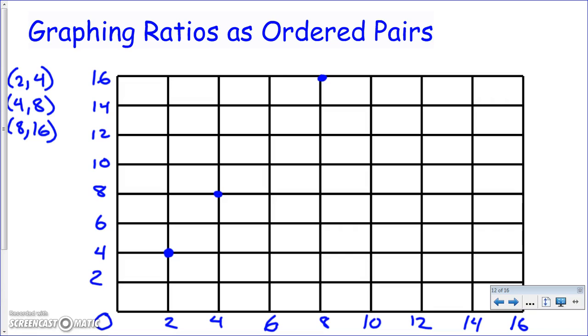Now we can put in one more dot to make it a little easier to connect our line, because the one ordered pair we don't have that fits in here is 6/12, because that would also simplify to 1/2. So go ahead and add that dot as well.